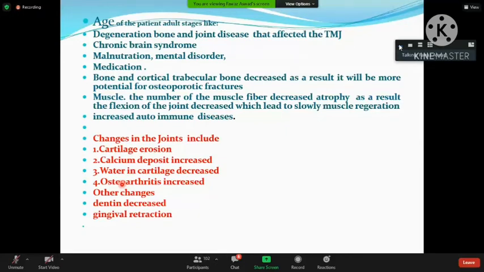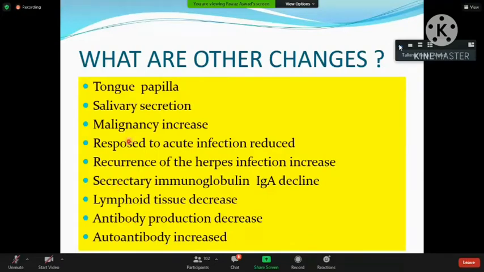So now, why do we emphasize the age of the patient when we take a history? To summarize again, it will affect the type of medication that I am going to apply, the clinical symptoms of the patient, and the different changes which occur in the joint and other areas of the body. We see the dentin, gingival retraction, and so on. There are different changes which occur with age.